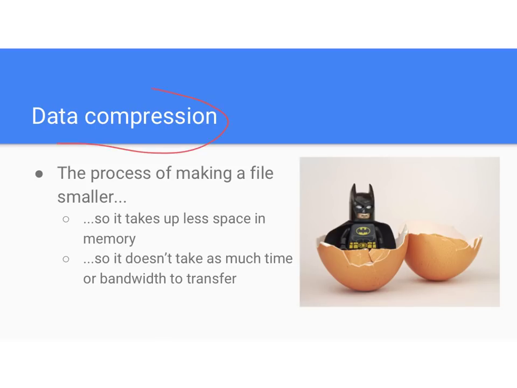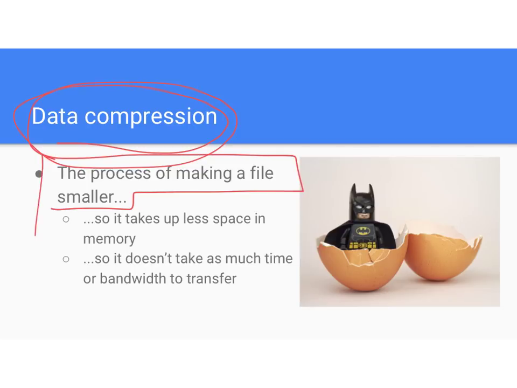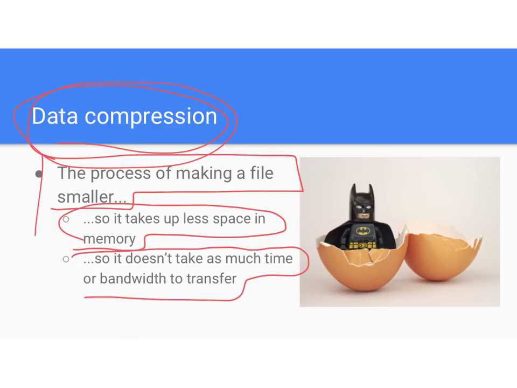That brings up the need for data compression, the process of making a file smaller. We have limited amounts of storage on our computers. We have limited amounts of storage on our phones. So if we can compress our data, they might take up less space in memory. Also, a lot of people pay per gigabyte on their cell phone plan.